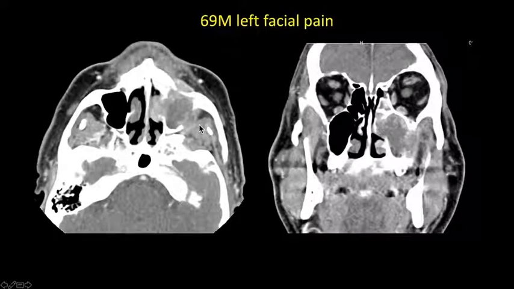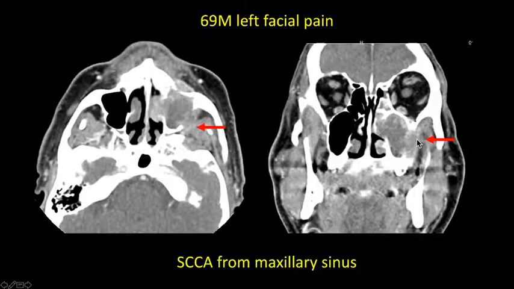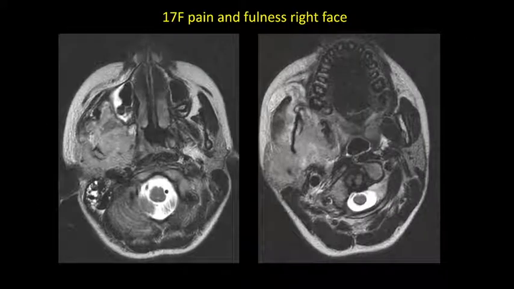Another patient, left-sided facial pain and mass centered in the maxillary sinus, going through the posterior lateral wall, across the buccal fat to involve the temporalis muscle, and same findings on the coronal. This was also squamous cell carcinoma from the maxillary sinus.